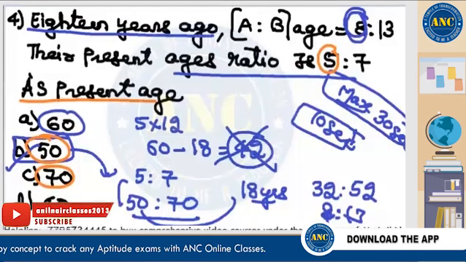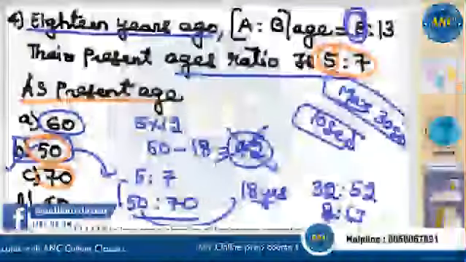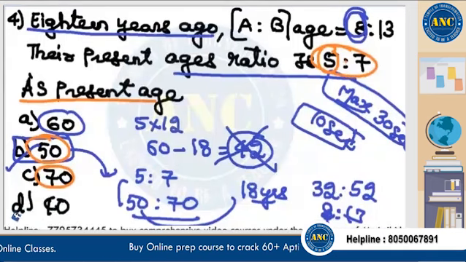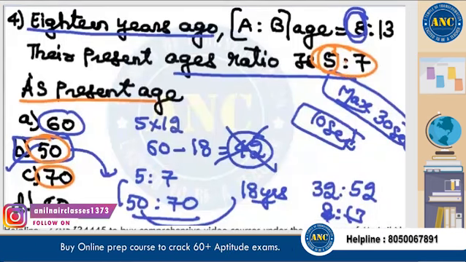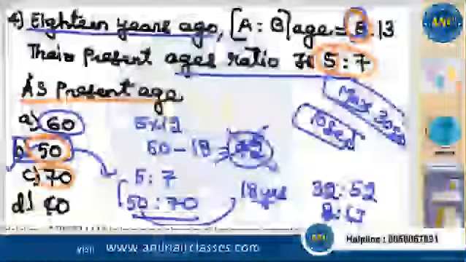Nitin, current age is 5:7. Present age is 50. 5 tens are 50. 18 years ago, it will become 50 minus 18 is 32. 32 is divisible by 8.